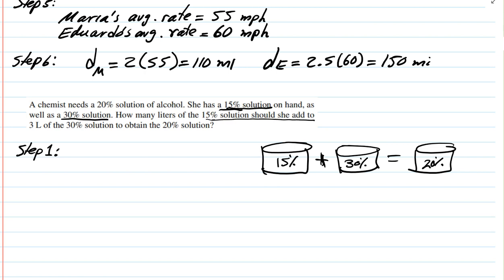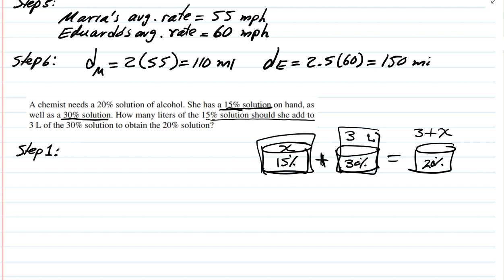15% solution. How many liters of 15% X should be added to 3 liters of 30%? We were given that amount is 3 liters, so that's already given, to obtain a mix of 20%. Now remember, the 30% solution is a fixed amount, 3 liters, and we have so much of the 15%. So the final mix is going to have 3 plus X liters in it.